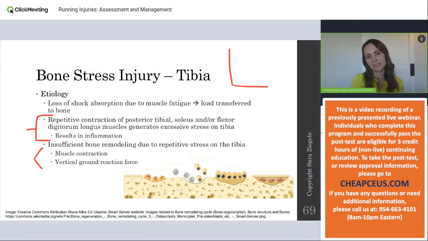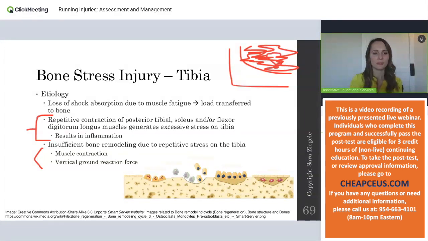And again, if we were to go back to our stress strain curve, if we have insufficient time to remodel or our loads are too high, that's going to put us above the curve in this category of injury risk.